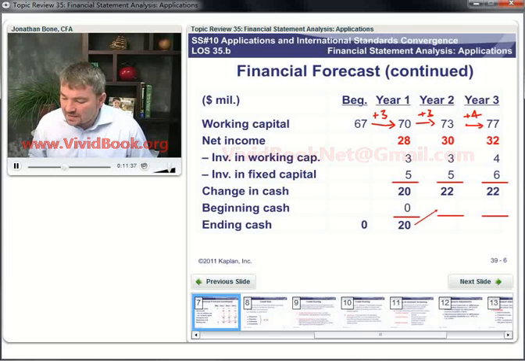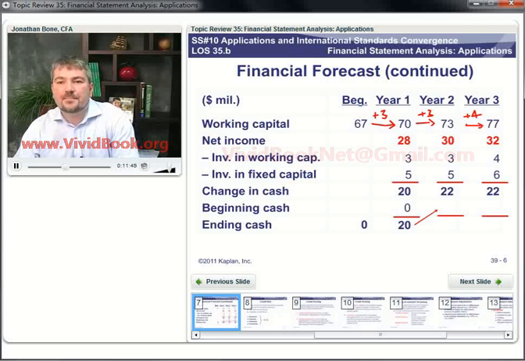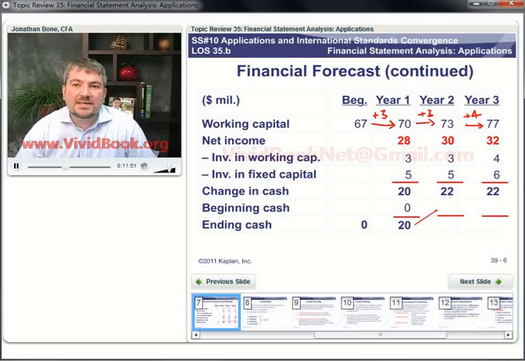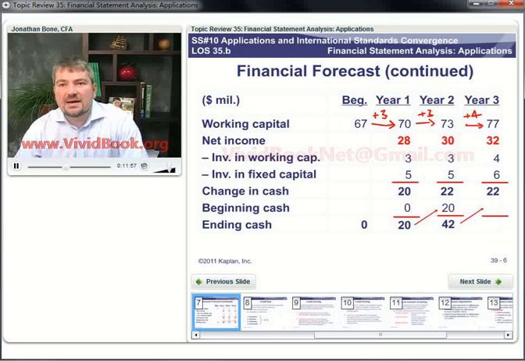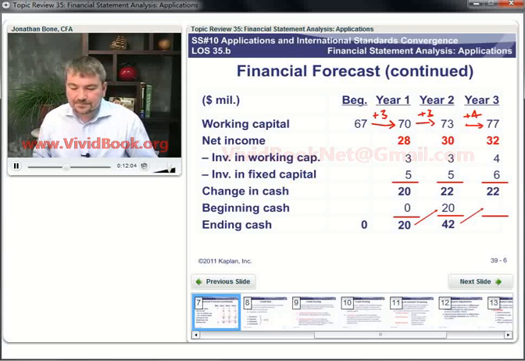And remember, the interest income that we saw on the previous slide is going to be 5% of that beginning cash. So 5% of 20 gives us 1, which is why we saw interest receivable of 1 on the previous slide. So in year 2, we've got 20 beginning cash, add the change in cash of 22, giving us closing cash of 42. And then in year 3, 42 plus 22 gives us a closing cash figure of 64.